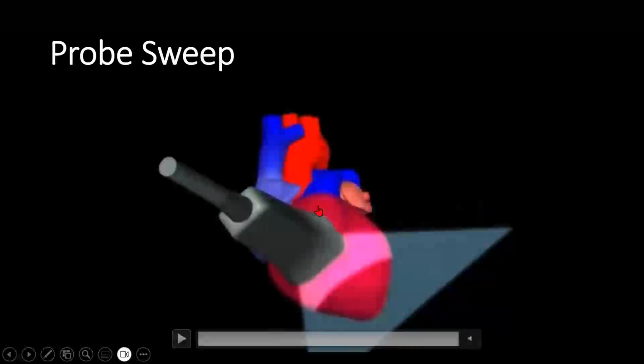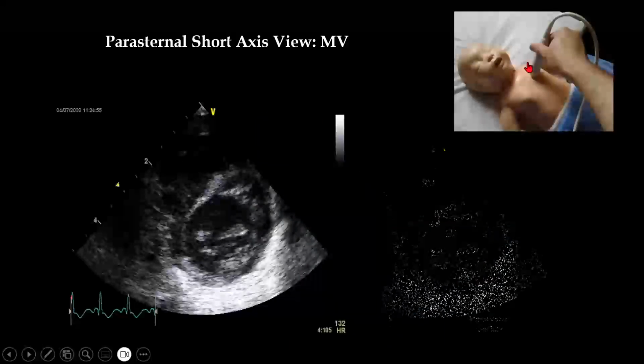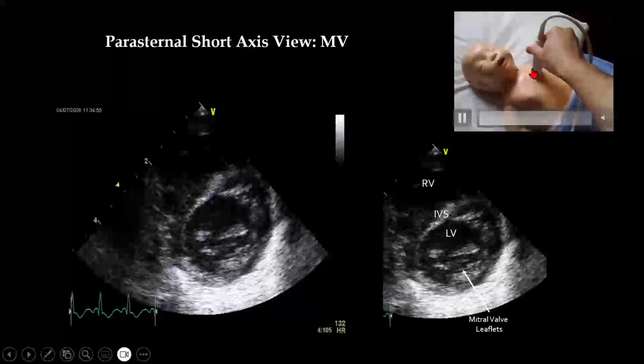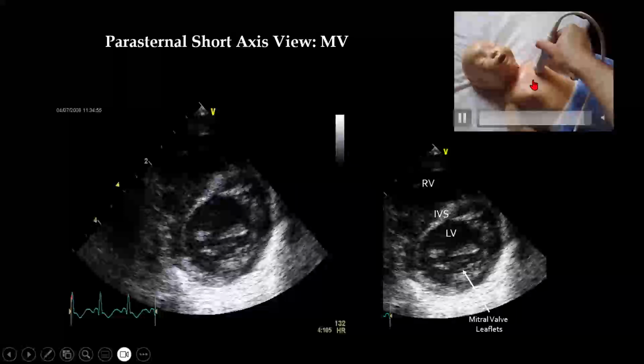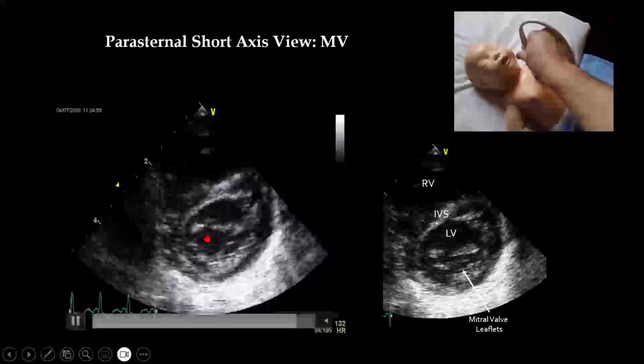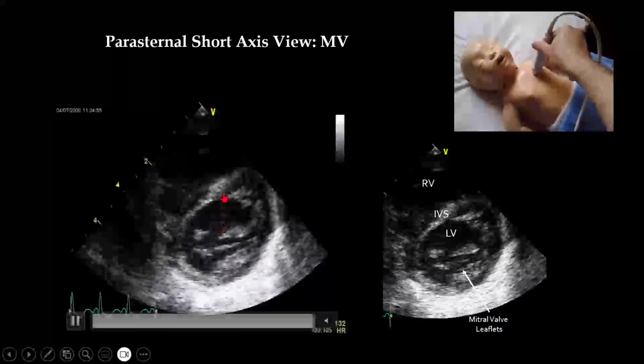So the next thing, when we travel from the base of the heart at the root of the aorta through the LV towards the apex, the next structure that I will encounter will be the mitral valve. So see, I am sweeping the probe from the base of the heart towards the apex of the heart, like this. So this is your fish mouth view or mitral valve. This is the mitral valve.